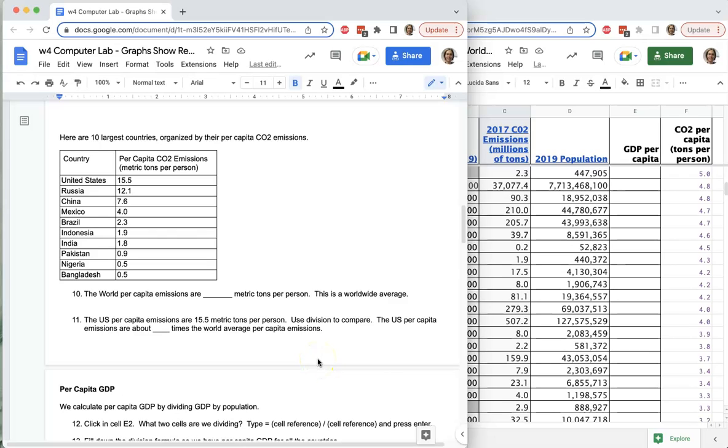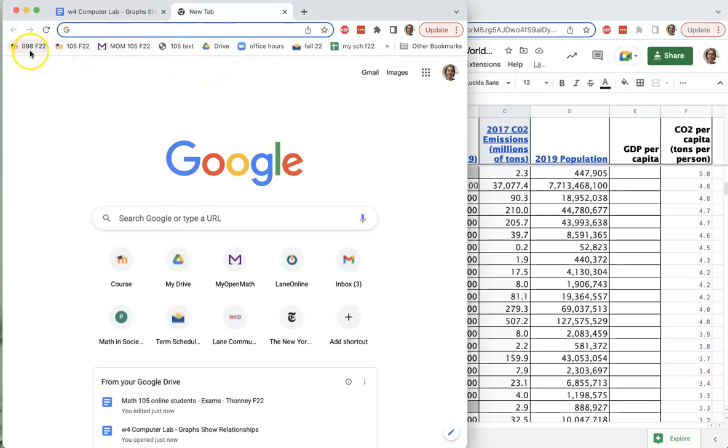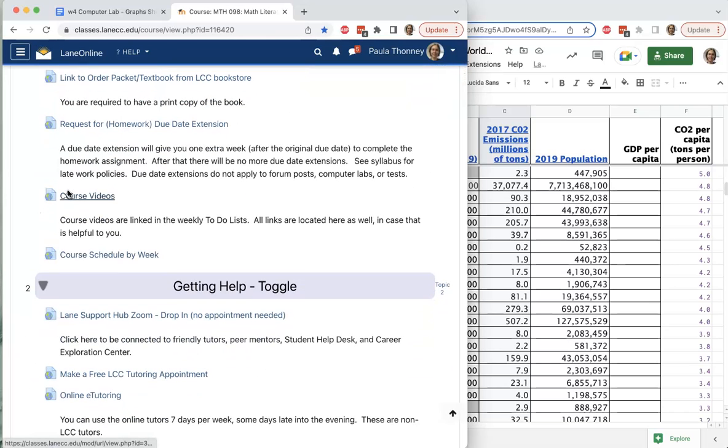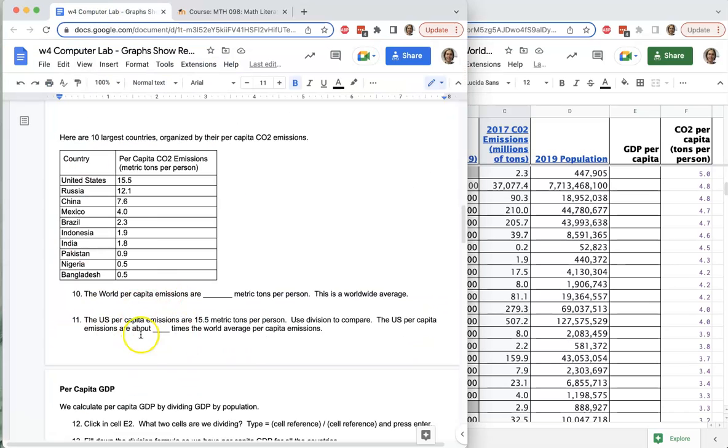So I'm going to let you handle questions 10 and 11 on your own. And I think I mentioned before that you will have questions at the bottom of this week in your homework. You don't have to turn this paper in, you will be asked these questions in a quiz separately.